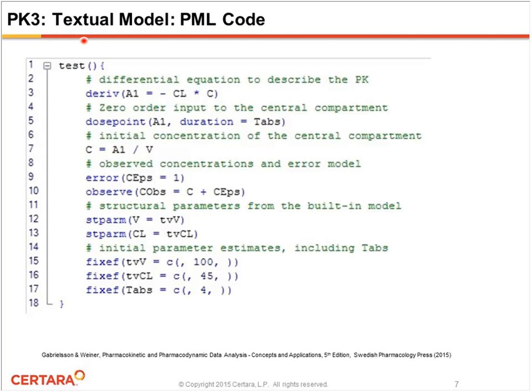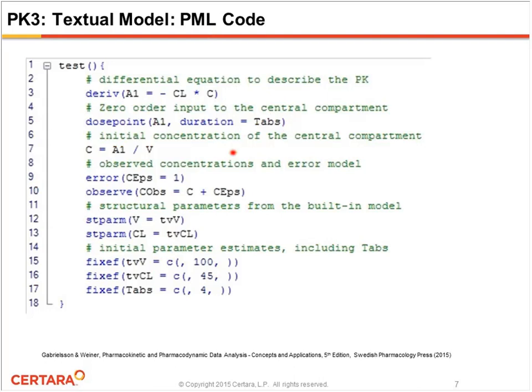Okay, so here's the example of the text code for the zero order model. We have the differential equation to describe the PK. So the amount in the central compartment changes over time by minus clearance times the current concentration. The zero order input to the central compartment, we use a dose point to describe a dosing event. A1 is the amount in the central compartment, and then the duration of the zero order input is a parameter in this case declared as T-abs.